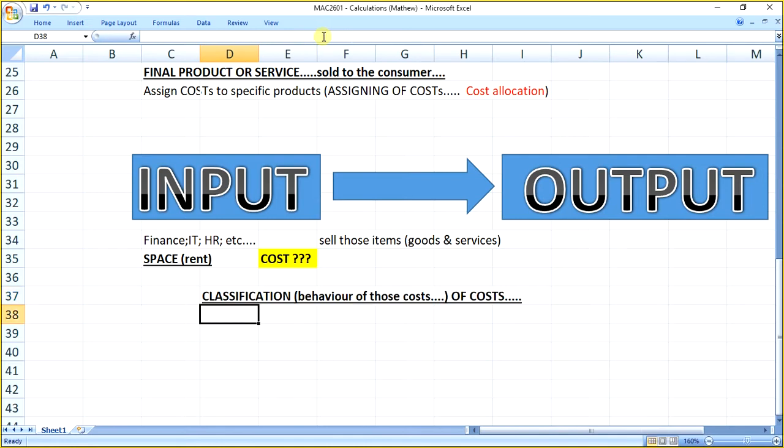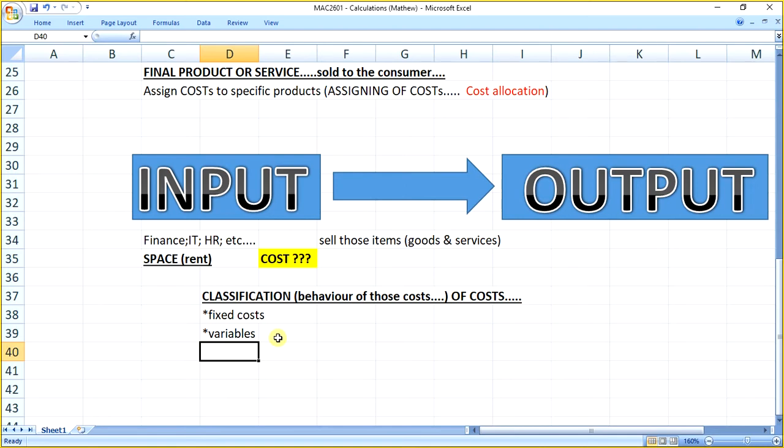Right, when I deal with classification of costs, here I'm not looking at how do I assign the costs. Here I'm looking at how do those costs behave. So do those costs change or do they stay the same? So we get fixed costs, we get variable costs, we get costs that can change or costs that don't change. Okay, so you do get semi-variable, you get semi-fixed. That's what the diagram is trying to show you in the actual textbook.